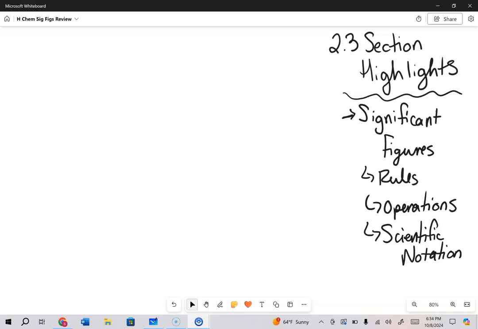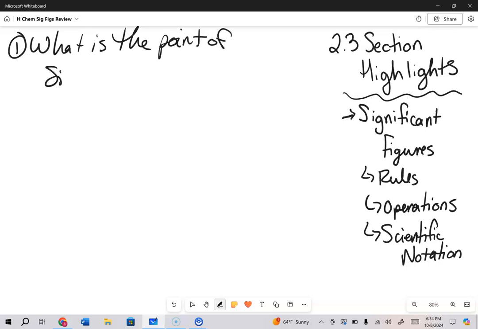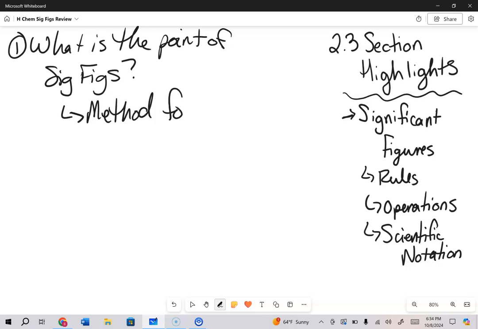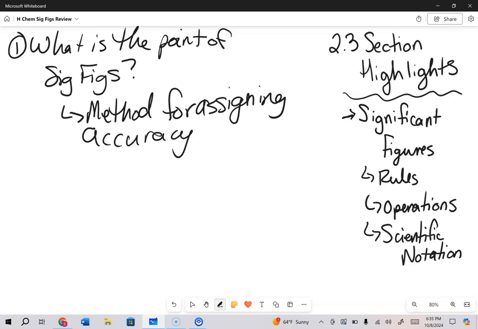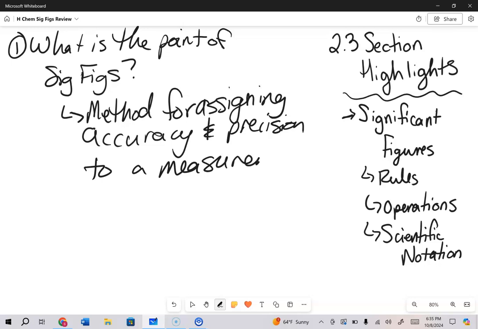Okay? All right, so key takeaways here. One, what is the point of the sig figs? When we discussed this in class, we said this was primarily a method for assigning accuracy and precision to a measurement. Okay, so that's the point of our sig figs.